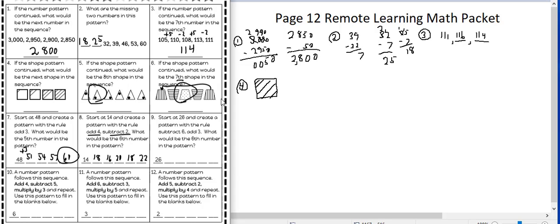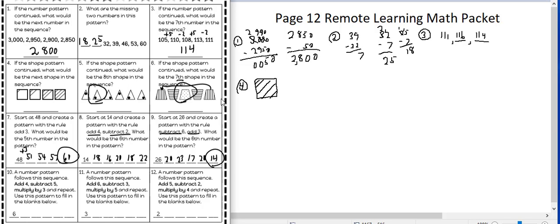All right, start at 26 and create a pattern with the rule subtract 6, add 3. So 26, subtract 6 would be 20, add 3, 23. Subtract 6, 17, add 3, 20. Subtract 6, 14. So the 6th number, 1, 2, 3, 4, 5, 6, would be 14.